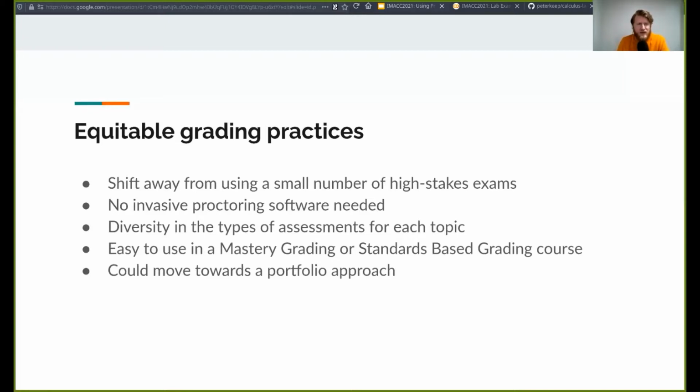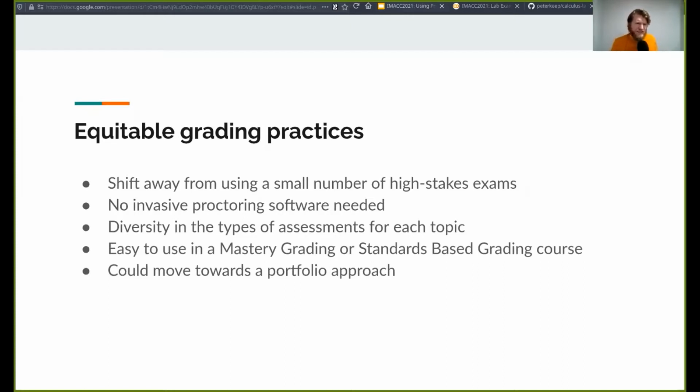And I think I do a better job and a more equitable job of figuring out what students know and what they don't. And then the big one for me is that this is going to be super easy to plug into a mastery grading or standards-based grading setup. And that's what I'm going to be moving towards. I have been moving towards that. I'm almost there. And this will be really easy to map these lab outcomes or lab topics to outcomes in the course and just plug in there.